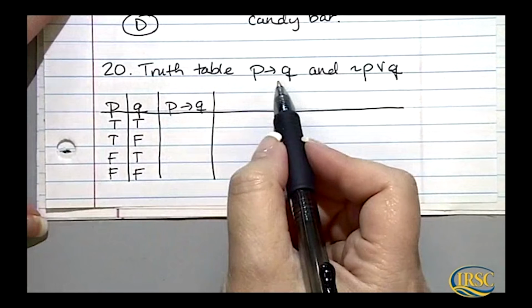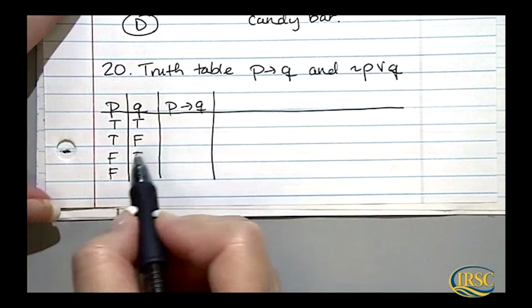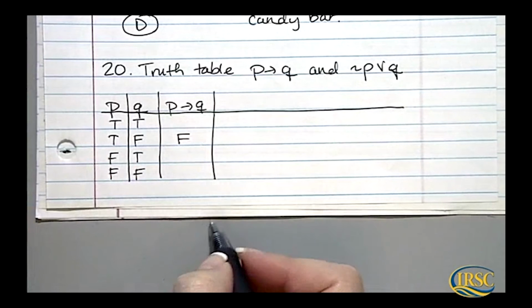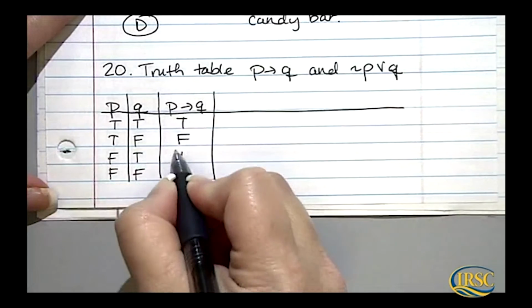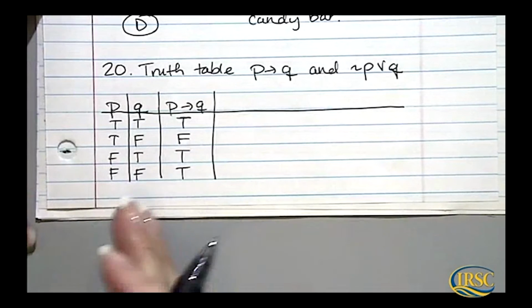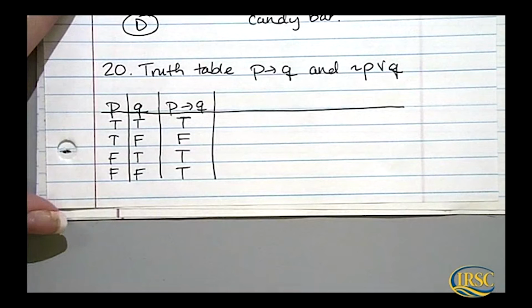And if P then Q is only false when it's if true, then false. If true, then false. This is the only row that's going to come out false. So all of the other ones are true. And then they did this all in one table to show that they're equivalent. That's what the answer choices are.